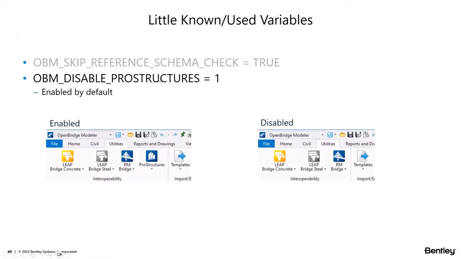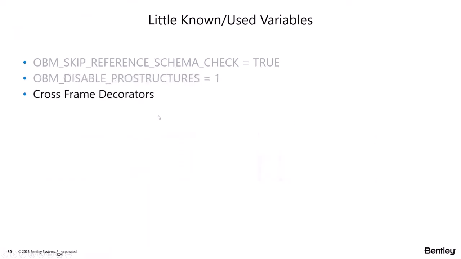If you're not using ProStructures and you want to disable it and keep all of your other users from accidentally enabling it and consuming a license also, you can set this variable to a 1. It is enabled by default, meaning ProStructures is enabled. You can use it, but if you want to kind of hide it, you set this equal to 1, and you'll notice this ProStructures icon that we see on the left with this enabled goes away in this case.